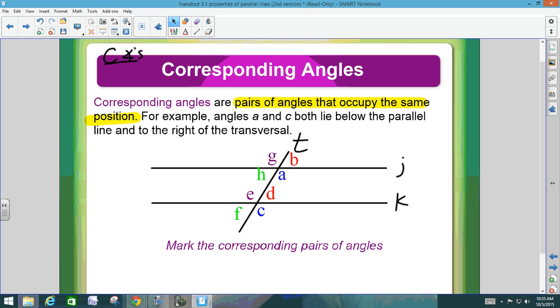Dawson? 3 and 6? Okay, Dawson, they're both to the right of the transversal, but one's above the line and one's below it. When they correspond, they have to be in the same positions. Like they both have to be below or they both have to be above. Do you see that? 3 would correspond with 8.